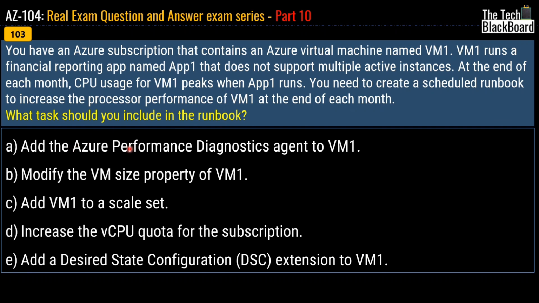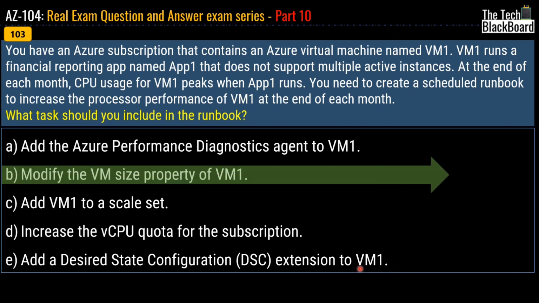And your options are: add the Azure Performance Diagnostics agent to VM1, or modify the VM size property of VM1, add VM1 to the scale set, or increase the vCPU quota for the subscription, or the last option is add a desired state configuration extension to VM1. Now the correct answer for this question that I have chosen is option B, modify the VM size property of VM1. The reason is that the question says that App1 does not support multiple active instances. So that's the reason you cannot choose add VM1 to the scale set, because a scale set will create multiple active instances and that's what we do not want.